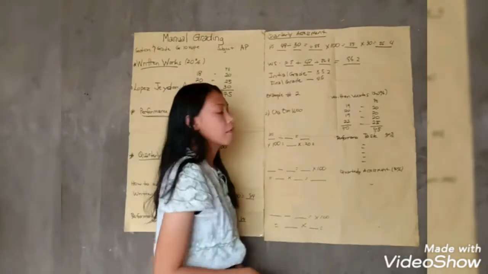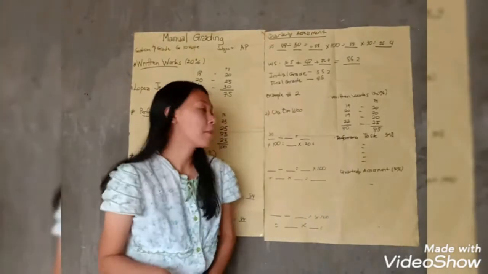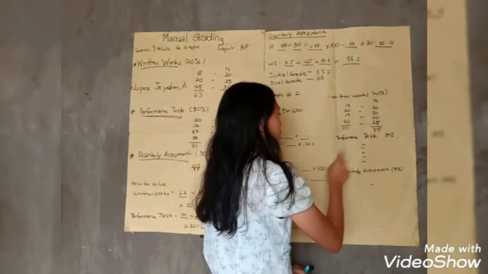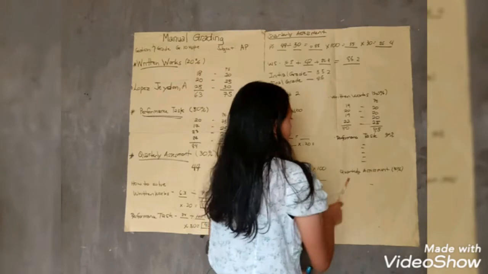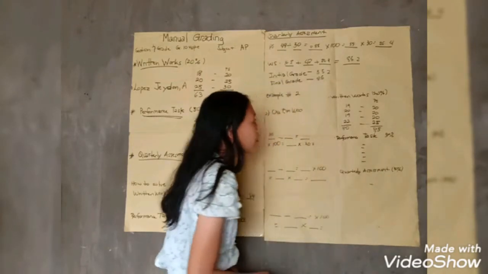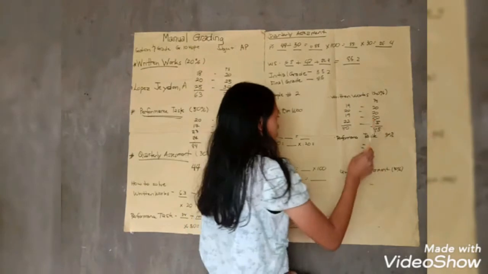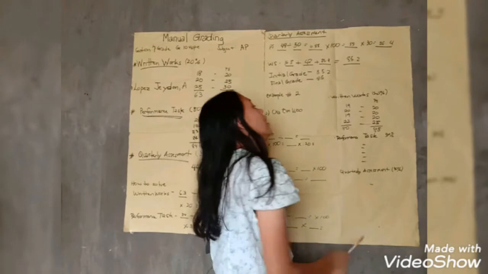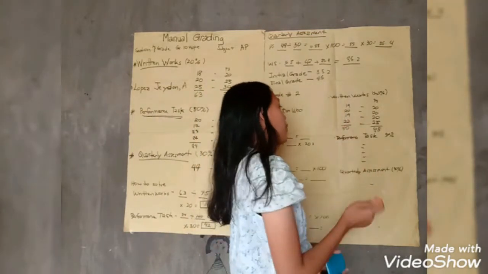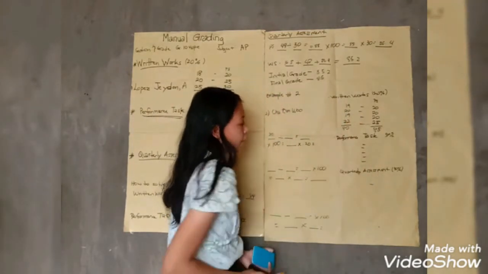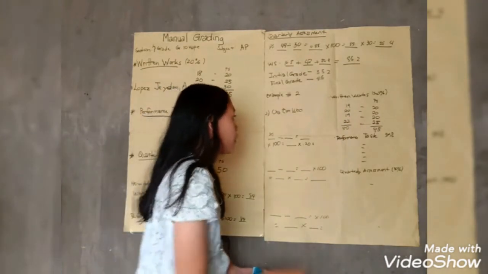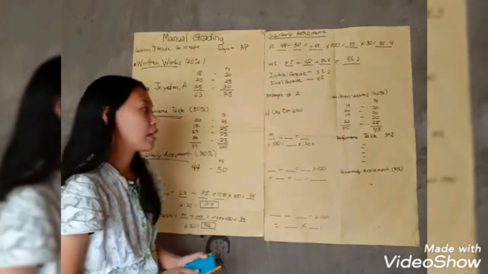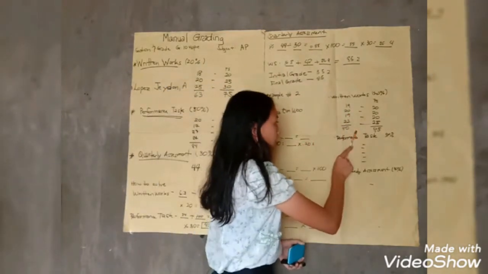And we have another example here. So written works weigh 20%. Performance test, 50%. Quarterly assessment, 30%. And the highest possible score in written works is 85. So this student, for example, in the first written works, he got 19, second 20, third 19, and fourth 22. So 19 plus 20 plus 19 plus 22 equals 80. So he got 80 out of 85.